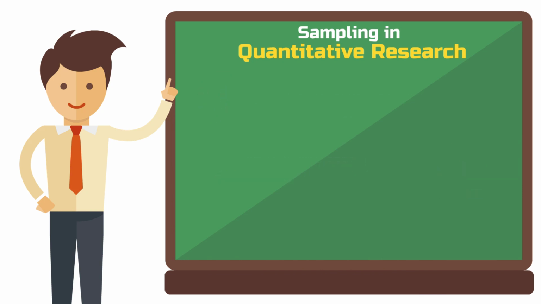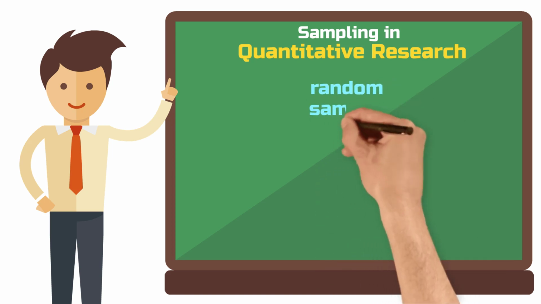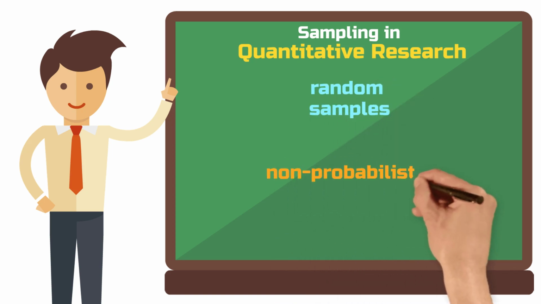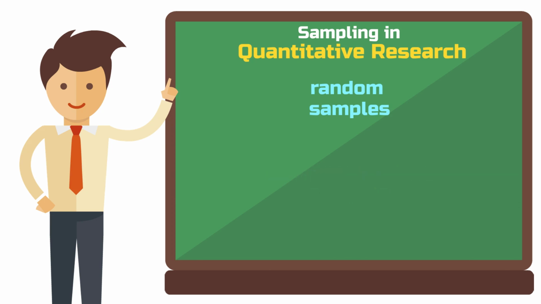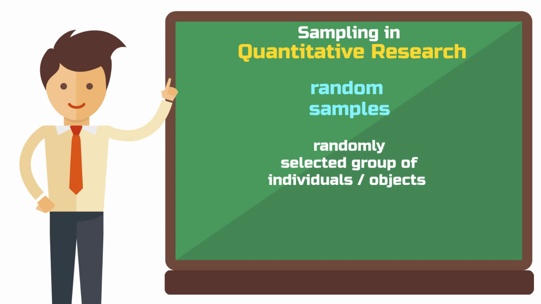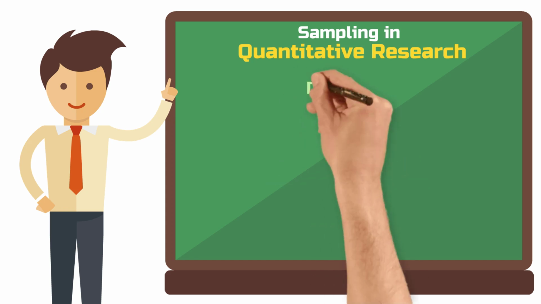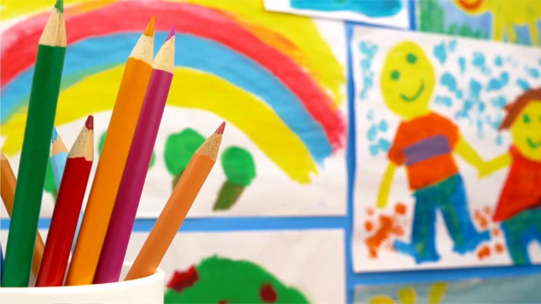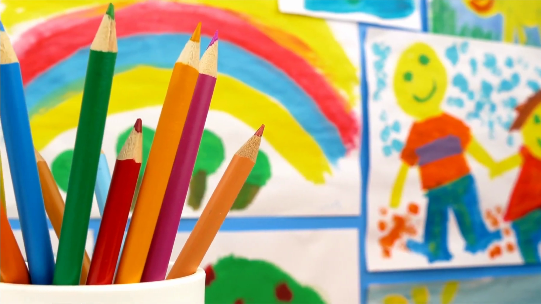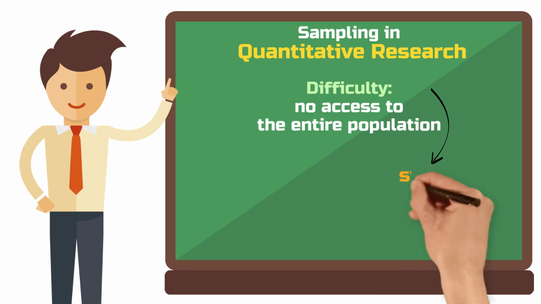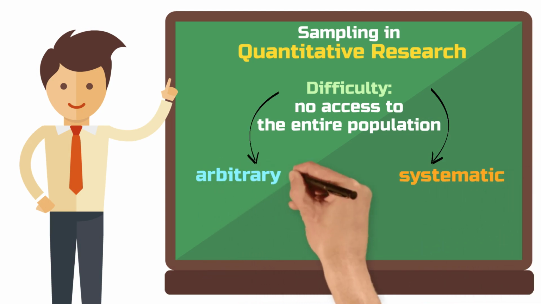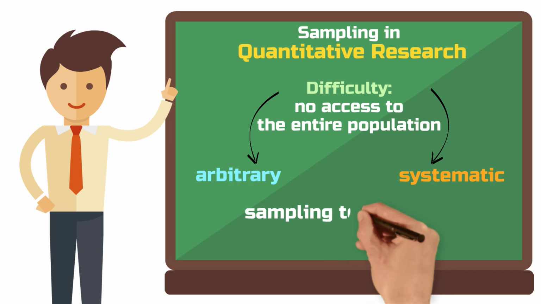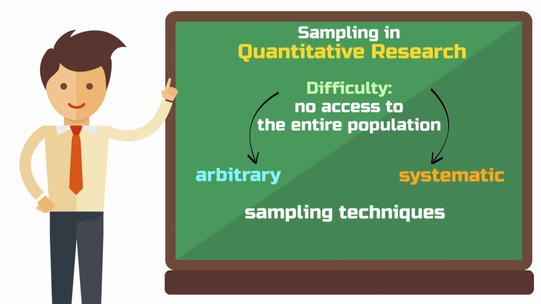In quantitative research designs, we can broadly distinguish between random samples and non-probabilistic samples. An ideal random sample consists of a group randomly selected from all persons or objects belonging to the total population. Implementing this is challenging, as you likely cannot access all kindergarten teachers in one country or the world. Therefore, systematic or arbitrary sampling techniques also exist, where you might include individuals or objects in the sample that you simply have access to.